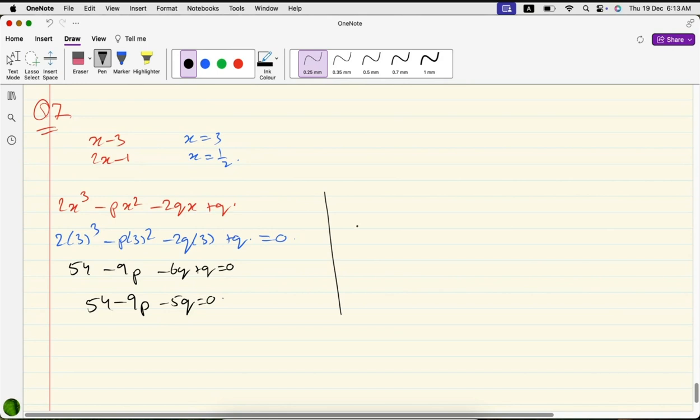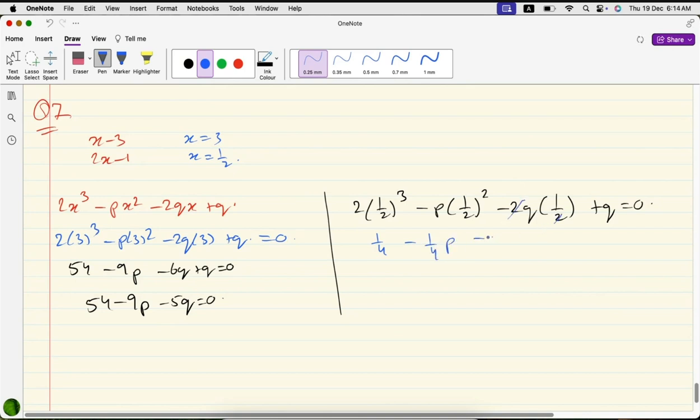54 minus 9p minus 5q is equal to 0. That is equation 1. And the second one would be 2 into 1 by 2 cube minus p into 1 by 2 square minus 2q into 1 by 2 plus q is equal to 0. That gives 1 by 4 minus 1 by 4 p minus q plus q is equal to 0. So 1 by 4 is equal to 1 by 4 p. P is equal to 1.